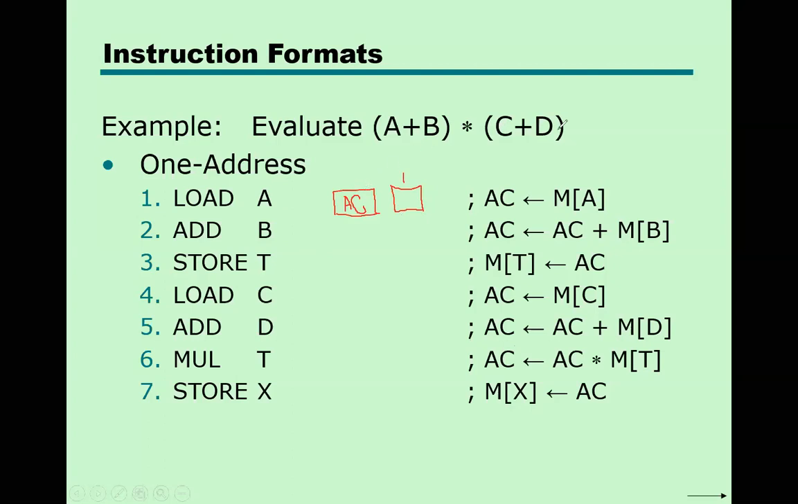Now how can you evaluate this equation? First you have to load a value, for example A. First you have loaded A, right? So this value is here at memory location A, so it occupies one memory location. Now you have to load B. So how can you load B? First you have to move this A into the accumulator. When you move this A into the accumulator, this space will be free, right?